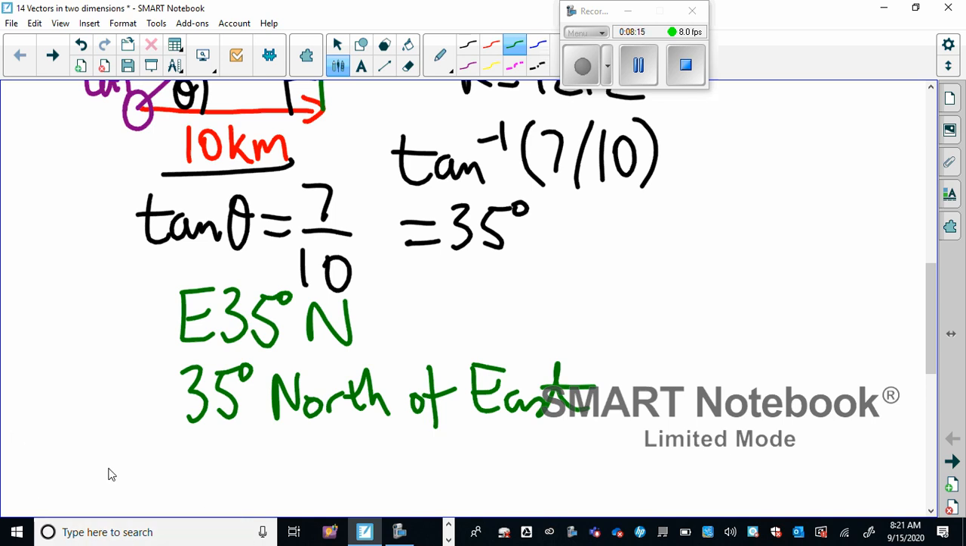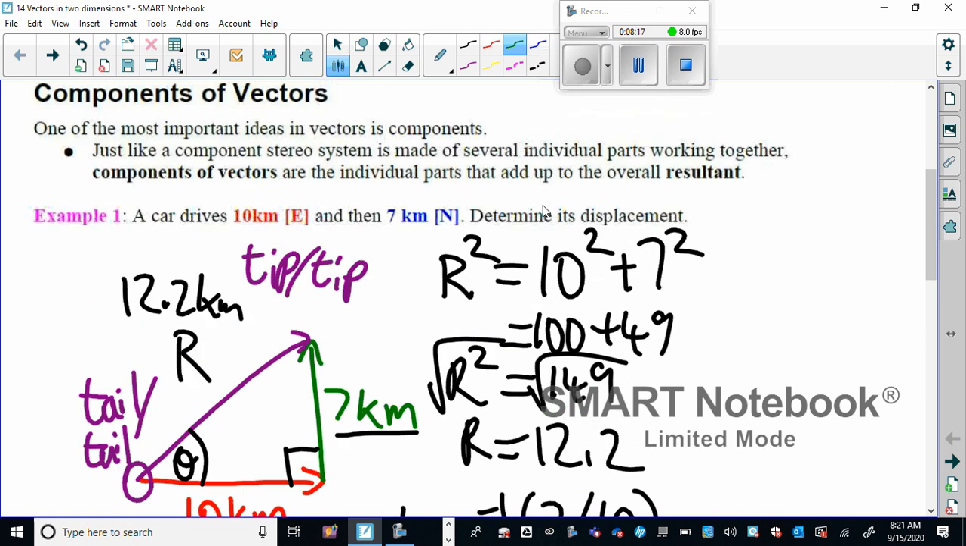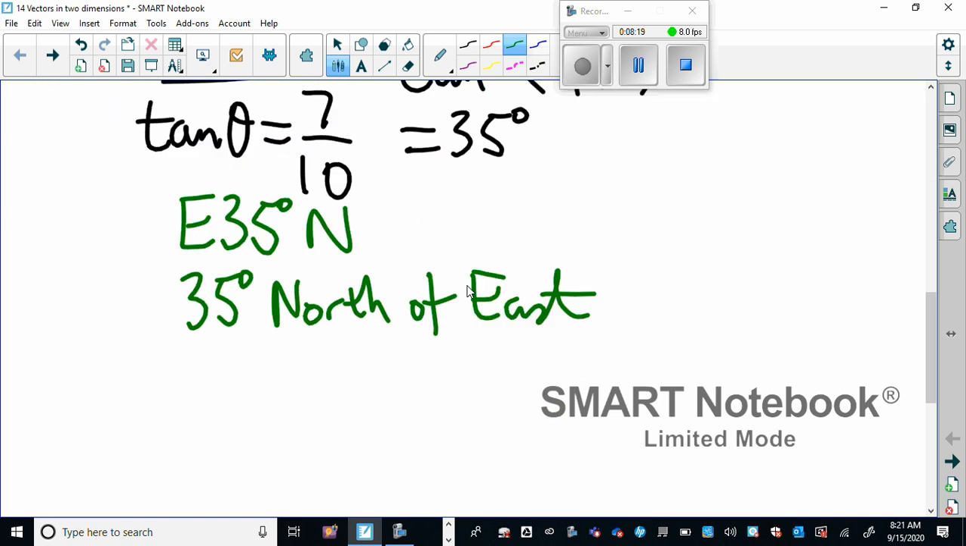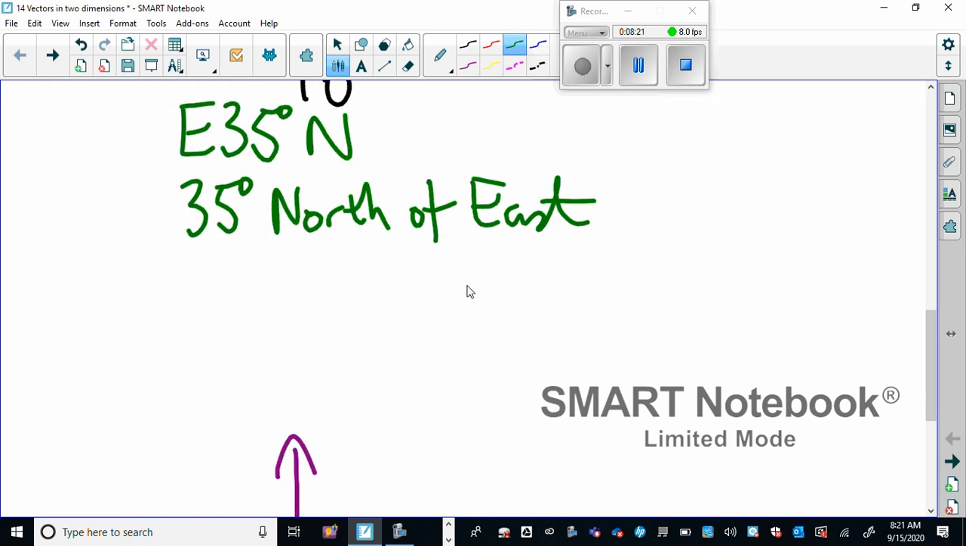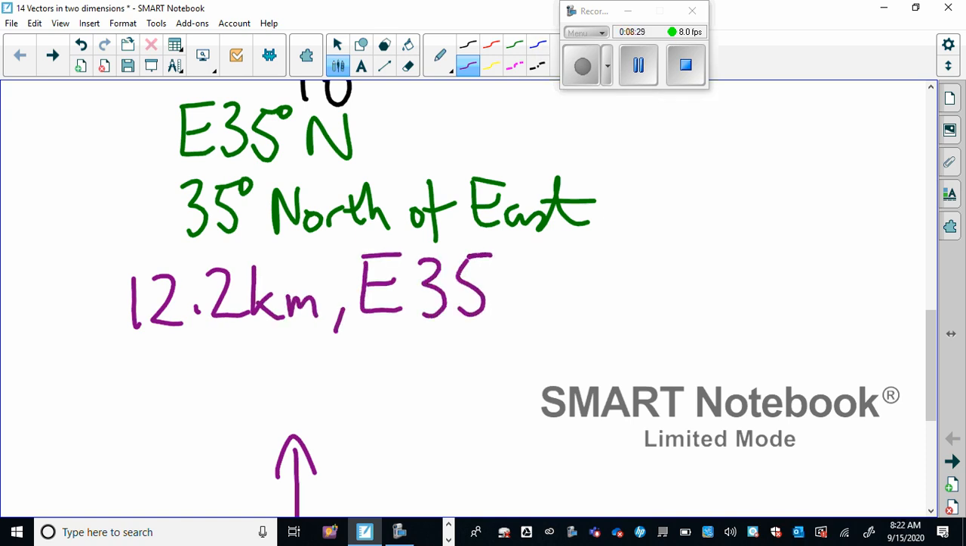And then you have to express the answer as a whole. The whole answer for this question, which was asking to determine this displacement, is 12.2 kilometers east, 35 degrees north. And essentially, that's a whole lesson we've just done in that one example there.